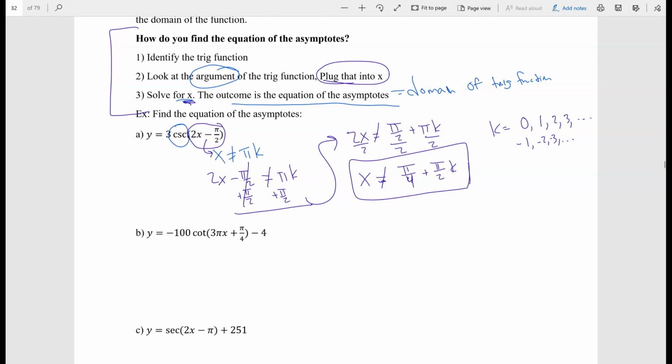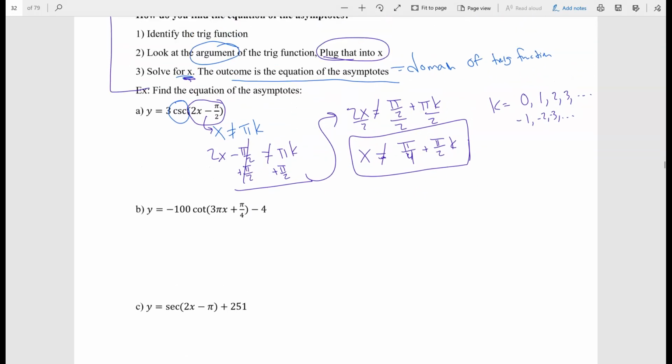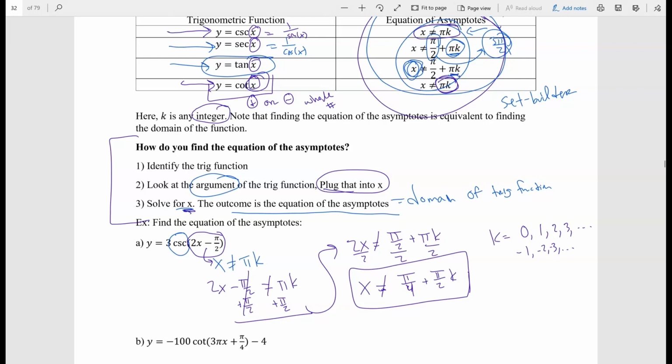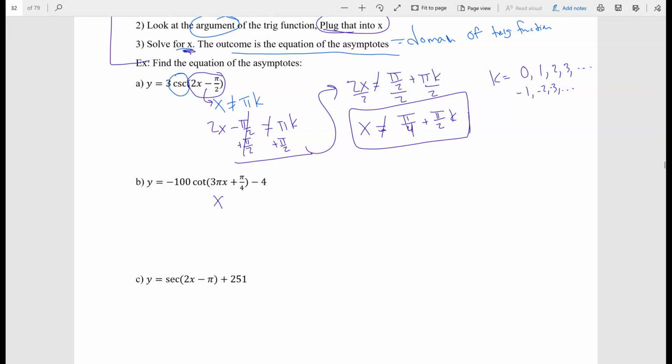Okay, so now let's do part B. So part B, we have cotangent in this case. So let's find the equation of the asymptote for cotangent. Cotangent in this case is, again, x is not equal to pi k. So we're going to write that down first. We're going to go ahead and substitute the inside, because we don't care about what's going on the outside. The outside is doing some weird things. We only care about the inside. So we're going to have 3 pi x plus pi over 4 is not equal to pi k.